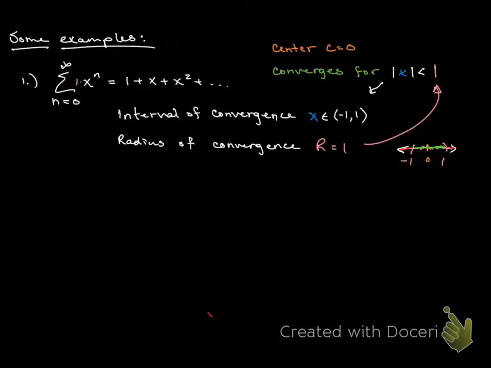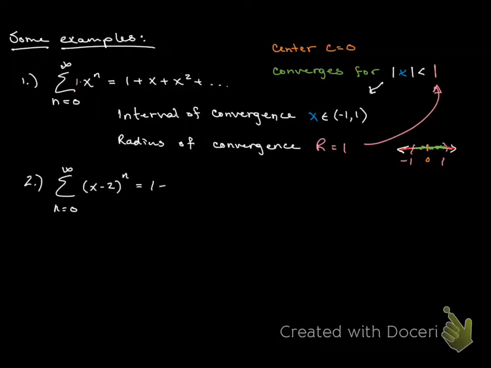I didn't choose this option, but that's the outcome that we're kind of stuck with. We have some specific interval and radius of convergence here. Okay. Another example. Let's look at number 2.